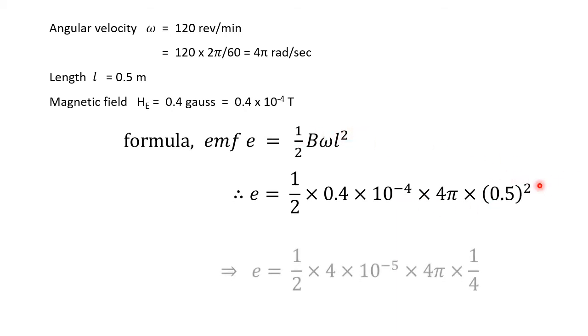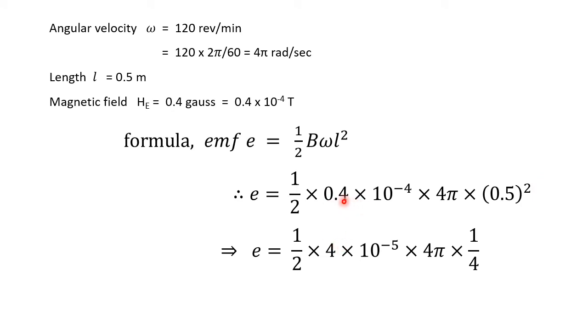So now further, half as usual. This one I am writing 4 into 10 to the power of minus 5 and 4 pi, and 0.5 is nothing but 1 by 2, so 1 by 2 whole squared is nothing but 1 by 4. Then the 4s get cancelled, and 4 divided by 2 is 2, so it will be 2 pi into 10 to the power of minus 5. 2 pi is nothing but 6.28. So 6.28 into 10 to the power of minus 5, EMF, unit volt. This is the voltage across the rim and the center point. Motional electromotive force.